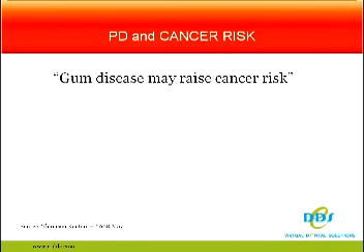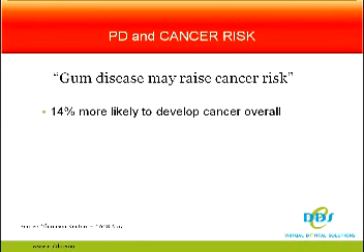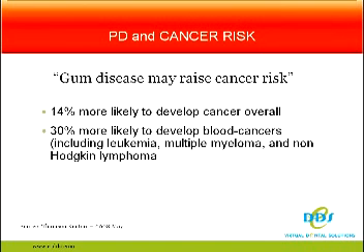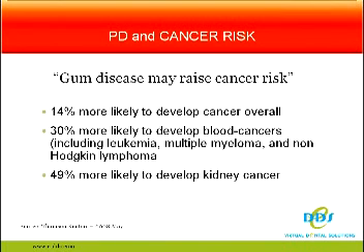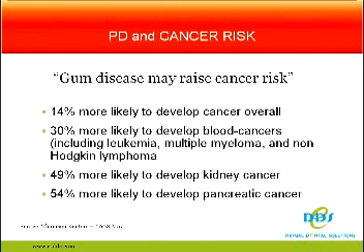Periodontal disease and cancer risk. A May 2008 study included more than 48,000 male healthcare workers. When compared to men with healthy gums, the men with a history of gum disease were 14% more likely to develop cancer overall, 30% more likely to develop blood cancers, including leukemia, multiple myeloma, and non-Hodgkin lymphoma, 49% more likely to develop kidney cancer, 54% more likely to develop pancreatic cancer.